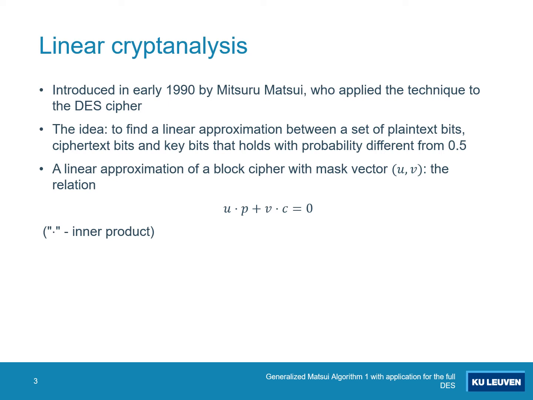The main idea of this technique is to find the linear approximation between a set of plaintext bits, ciphertext bits, and key bits that holds with probability different than half. For simplicity, we associate to each linear approximation a mask vector UV. The linear approximation will hold if the relation presented on the slide also holds. Note that the dot represents the inner product.